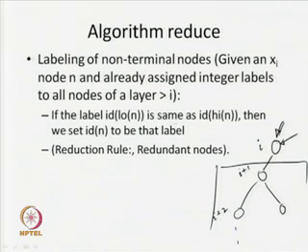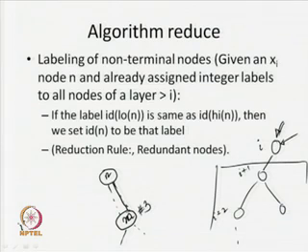If the label ID of low n is the same as ID of high n, then we set ID of n to be that label. That means, if I have a particular node n over here, and low and high both are going to one particular node, say m, then say ID of low of n is equal to 3, and similarly ID of high of n is equal to 3. If both are the same, then we are going to give the same label to this particular node. So, I can say that this is also labeled with 3.